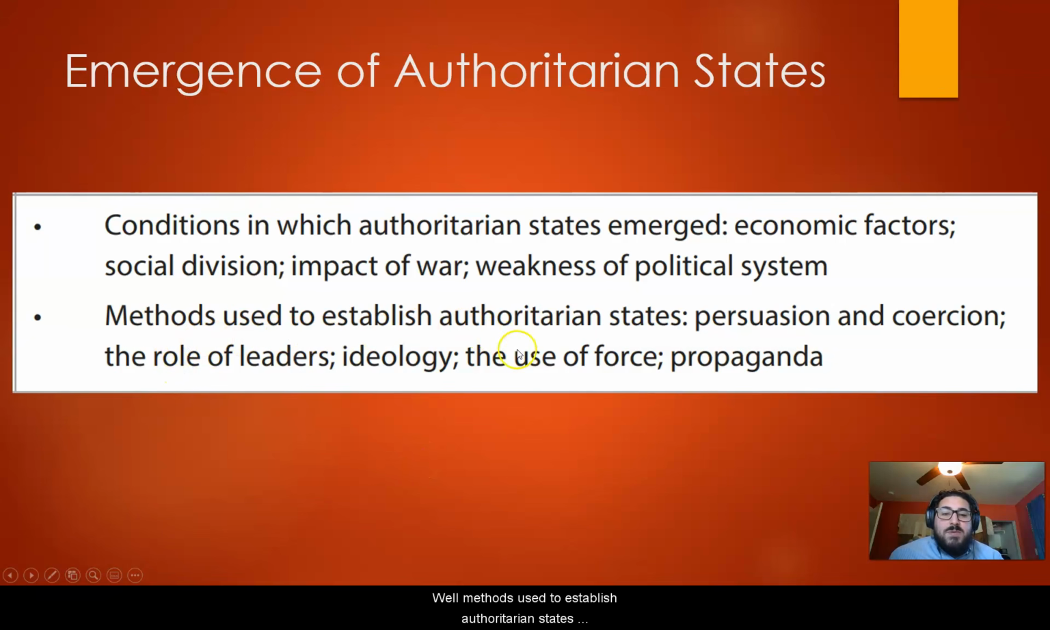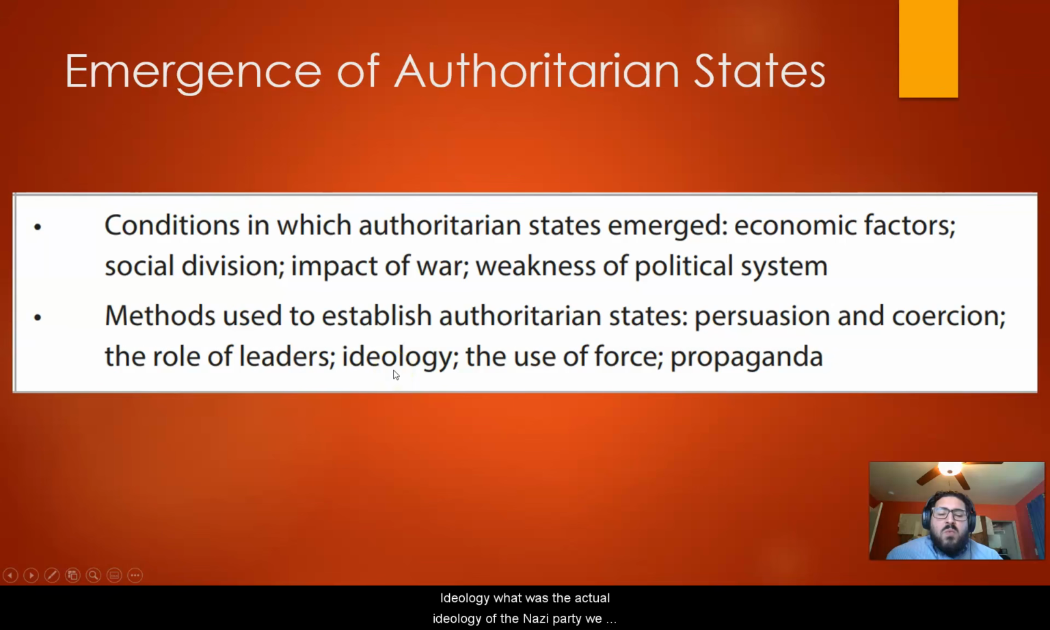Well, methods used to establish authoritarian states, persuasion and coercion, is how was the Nazi Party successful in convincing people to join them, which is persuasion, or using violence as a form of coercion, using threats to get people to support them or to get people to back away. Now, the role of leaders. The role of leaders is where we're going to highlight specific leaders and their particular role within the Nazis to allow or to help the creation of the Nazi Party and how much they could grow.